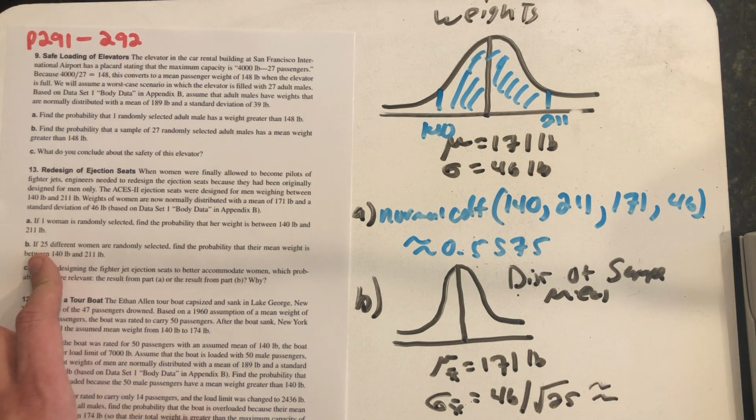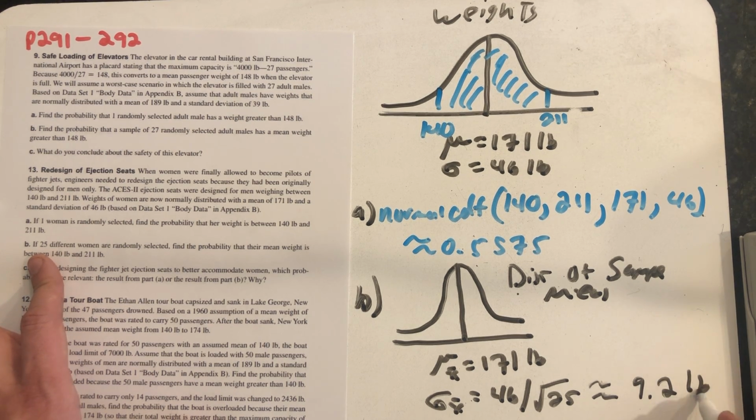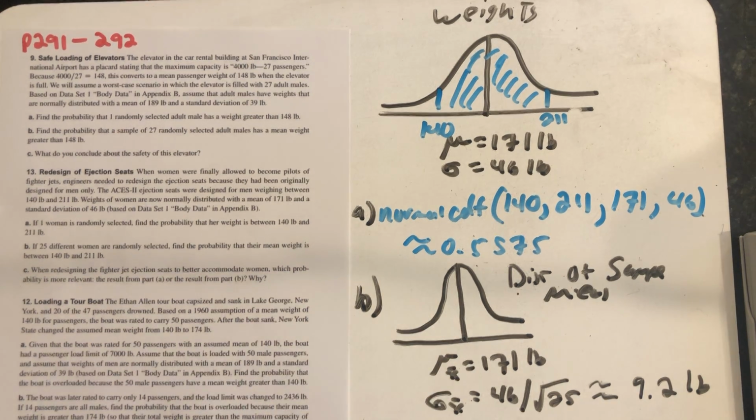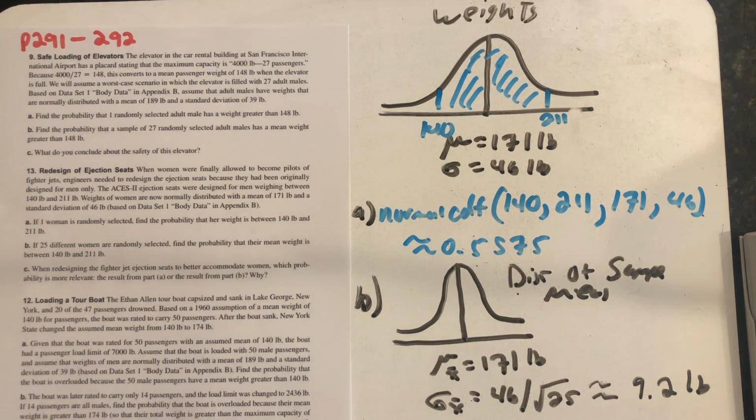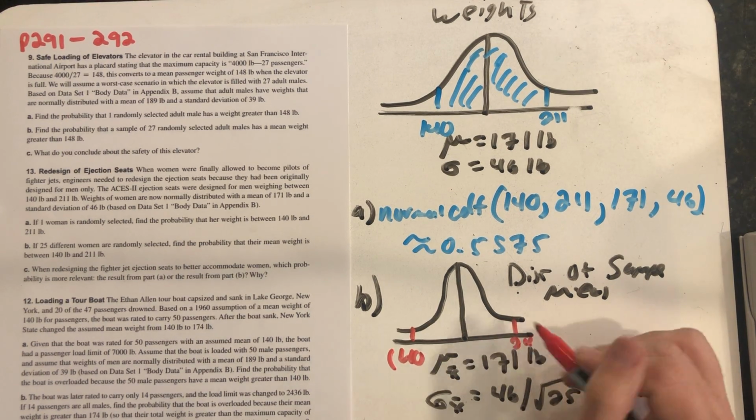And just like last time, I'm going to write down what that is just so I know. I have my calculator off screen here, and I get 9.2 pounds. So the distribution of sample means has much less variation. That's one of the things the central limit theorem gives us. And now we're asked for the probability of their mean weight of these 25 women being between 140 and 211 pounds.